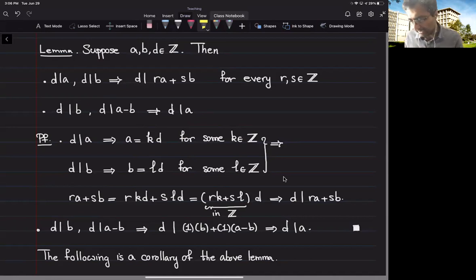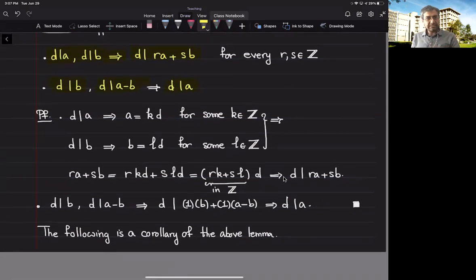Okay, so again, if d is a common divisor of a and b, then d divides every integer linear combination of a and b. If d divides b and d divides a minus b, then d divides a. So these are the claims that we want to show. Let's start with the more important one, which is the first one.